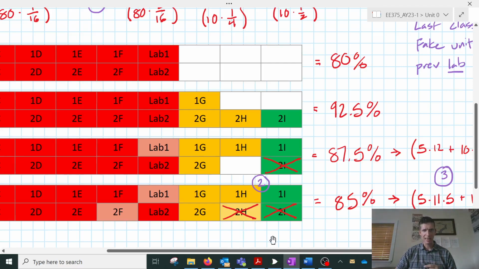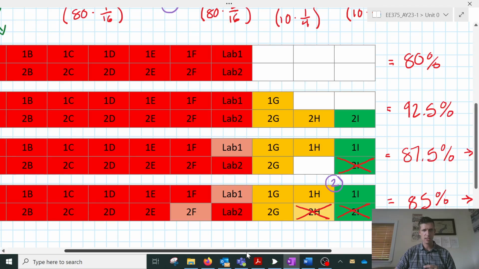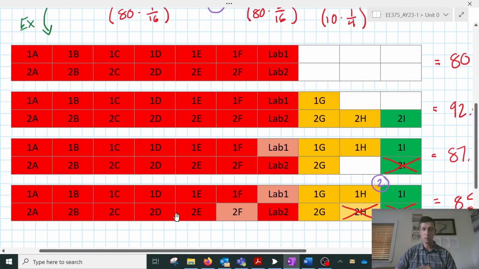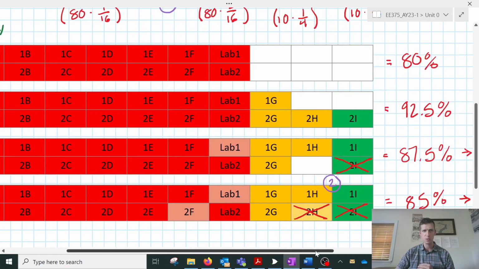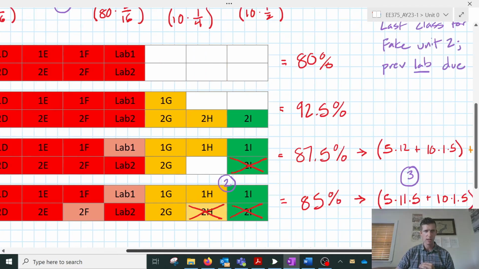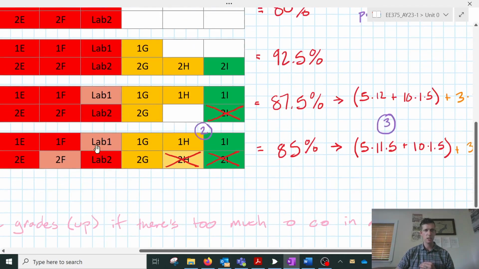Okay. In my last example here, I've got a student who completed all the lessons, but you'll notice Lab 1 was turned in late, Lesson 2F was turned in late, and here Lesson 2H was turned in late. So just like before for the must-dos, Lab 1 and 2F still get their credit, but it's half as much. So I've got 5 percentage points times, not 12 lessons, but 11.5 lessons, because this 2F was turned in late.